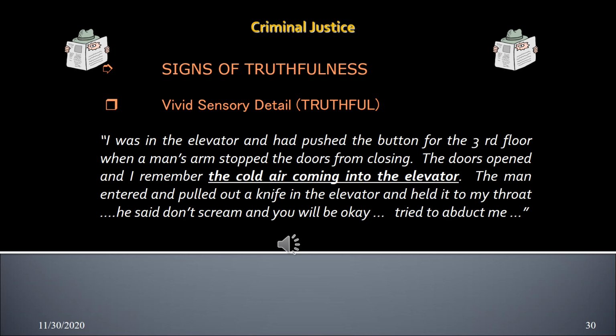Okay? That cold air rushing into the elevator, it's really hard to make that up and imagine that under the stress of providing a statement to law enforcement after you've just had an attempted abduction on you. And so it is vivid sensory detail that is kind of just sparks of, wow, this really sounds truthful. It really has that unique information that to make something up like that would take a little bit of imagination and creativity. And at the pointy end of the stick, when you're giving a statement and you've gone through a traumatic event, it's unlikely that you would do that.